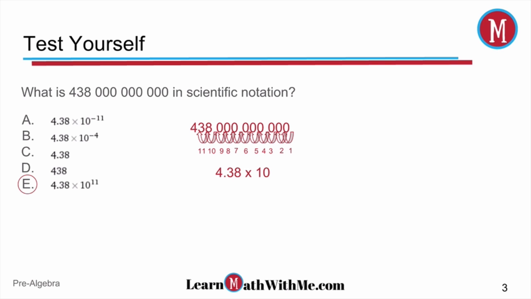And now to what exponent? If we go back and think about what we talked about in the previous problem, 438 with lots of zeros, 9 zeros, that's a large number. So I look at it that then I'm going to have a positive exponent, and it's that we moved it 11 positions, so it's 10 to the 11th. So the answer is 4.38 times 10 to the 11th.